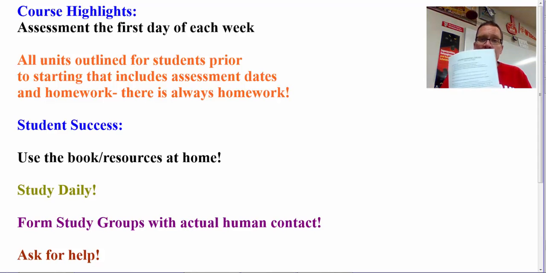Also, because they are juniors, and you'll see one of these for every unit, at the very start of the unit in all my classes, I give them the whole unit. Here it is, all the homework, everything else, tells them what in the book we're doing.